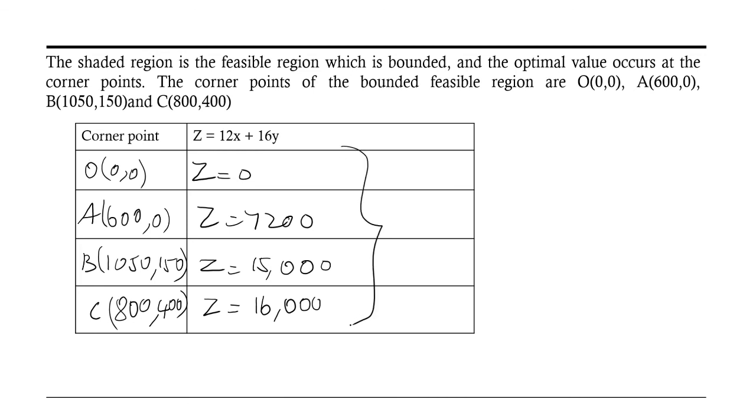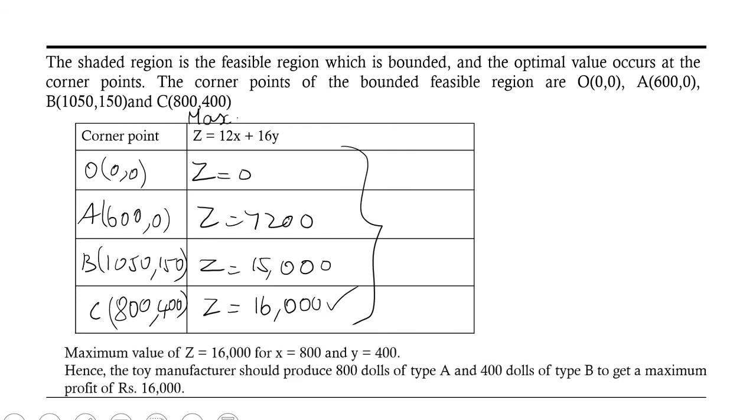So among these, the maximum value is 16,000 because our objective function is to maximize Z. So the maximum value of Z is 16,000, which occurs at C 800, 400. Now the result. Maximum value of Z is equal to 16,000 for x equal to 800 and y equal to 400. Hence the toy manufacturer should produce 800 dolls of type A and 400 dolls of type B to get a maximum profit of rupees 16,000.